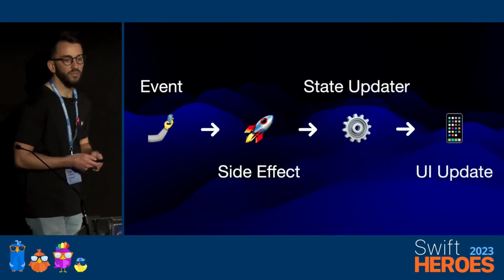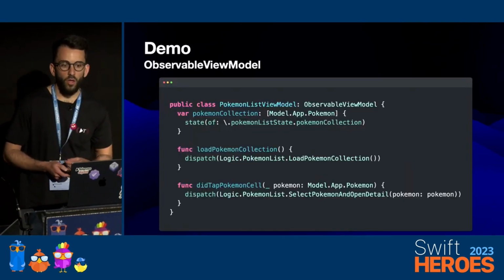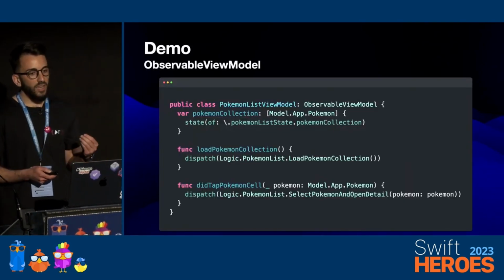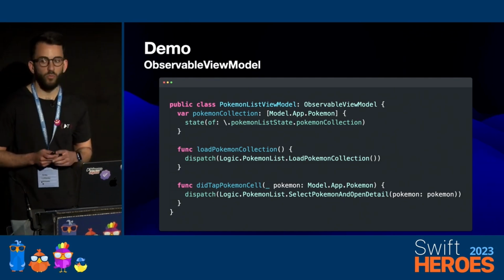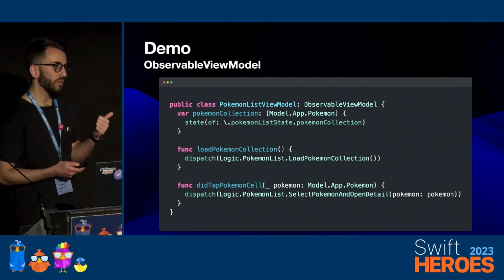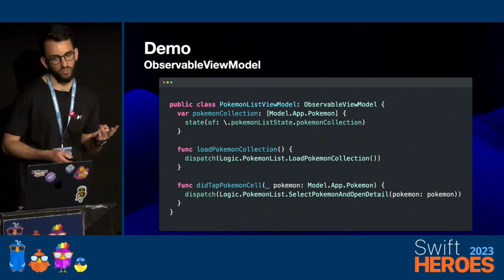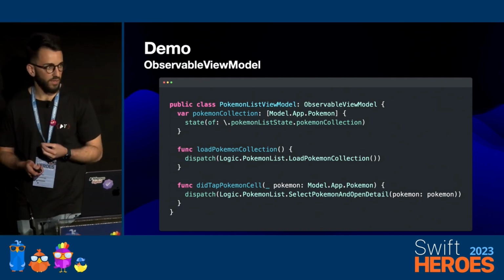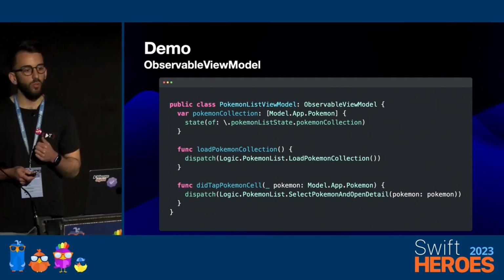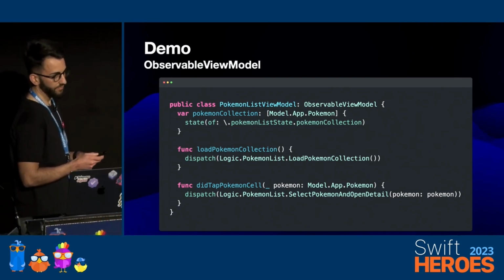But how does the view update after a state updater? We are examining how the Pokémon list view model is constructed. The view model contains a computed property called the Pokémon collection and two functions that invoke side effects. One to load the new Pokémon and another one to open the Pokémon's detail page.